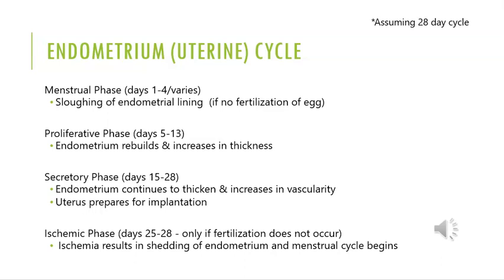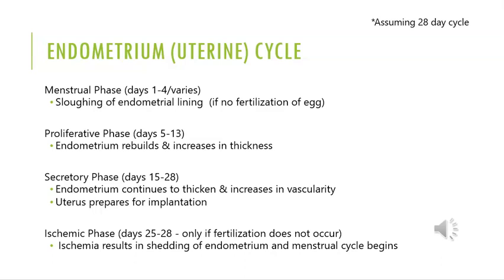Now let's talk about what happens within the uterus or the endometrium during the menstrual cycle. The menstrual phase occurs on cycle day 1 through about day 4, but it can vary from woman to woman. This is when a woman starts her period, and the endometrial lining sloughs off if there's no fertilization of an egg. Estrogen and progesterone fall during this phase, and the bleeding lasts on average 3 to 7 days.